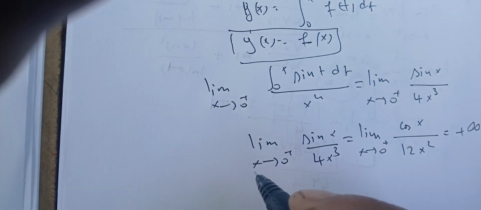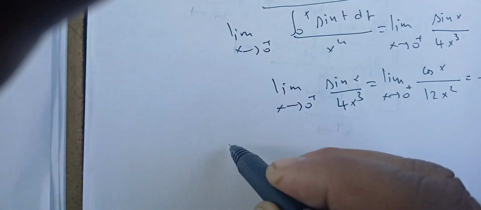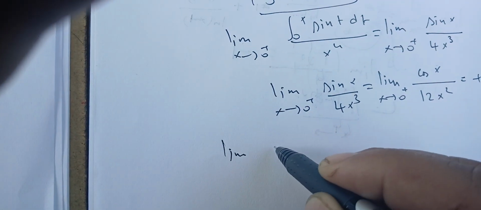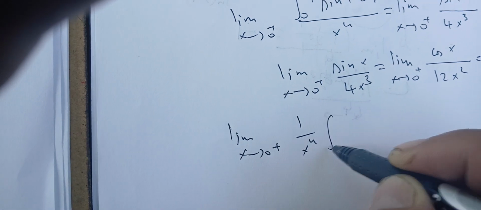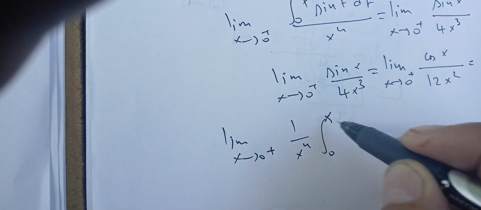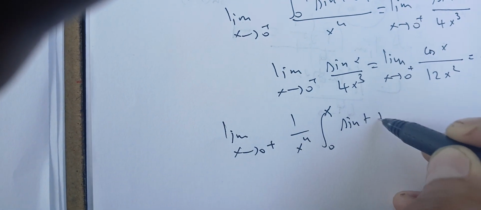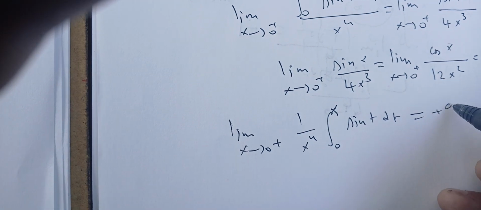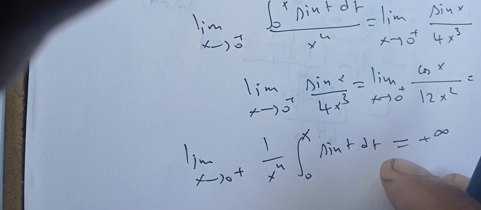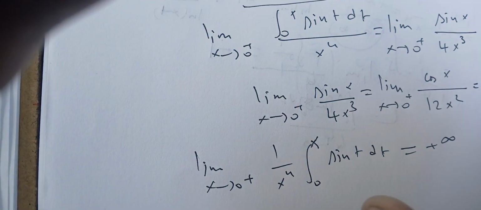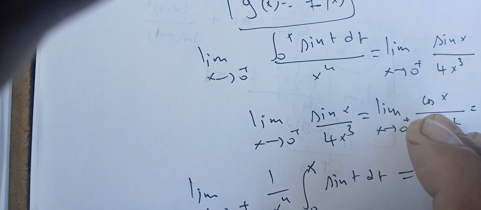And this proves that our limit, the limit as x goes to 0 plus of 1 over x to the power 4 times the integral of sine of t dt between 0 and x, is infinite. So this is the value. And this ends our video. Thank you.